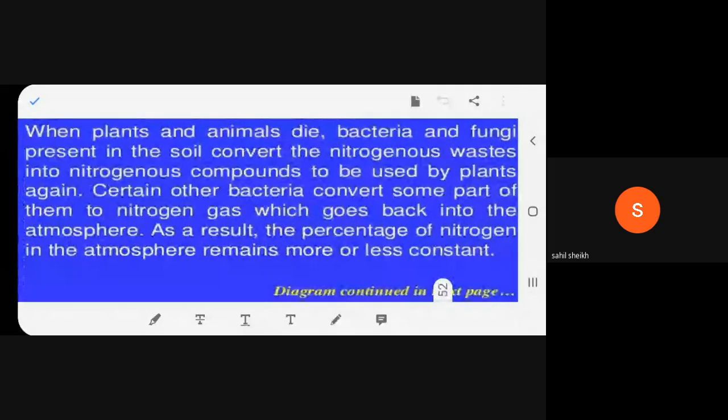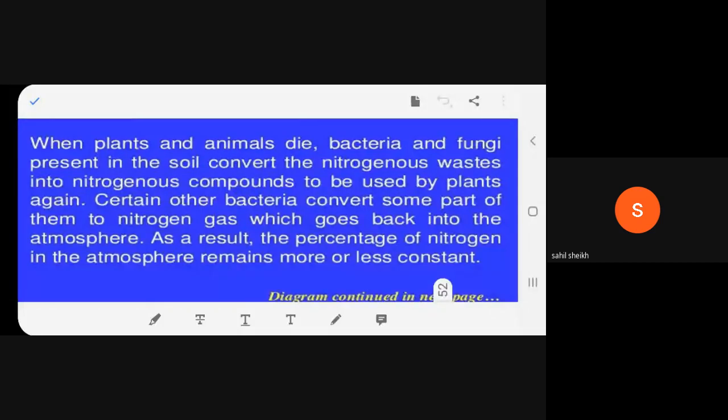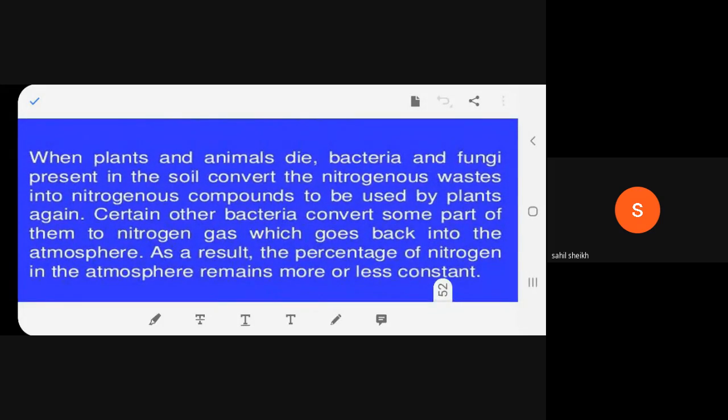Certain other bacteria convert some parts of them to nitrogen gas, which goes back into the atmosphere. Now there are other bacteria also, which act on the dead bodies. They work on this nitrogenous waste and convert it into nitrogen gas. And obviously this nitrogen gas will go to the atmosphere. You agree?